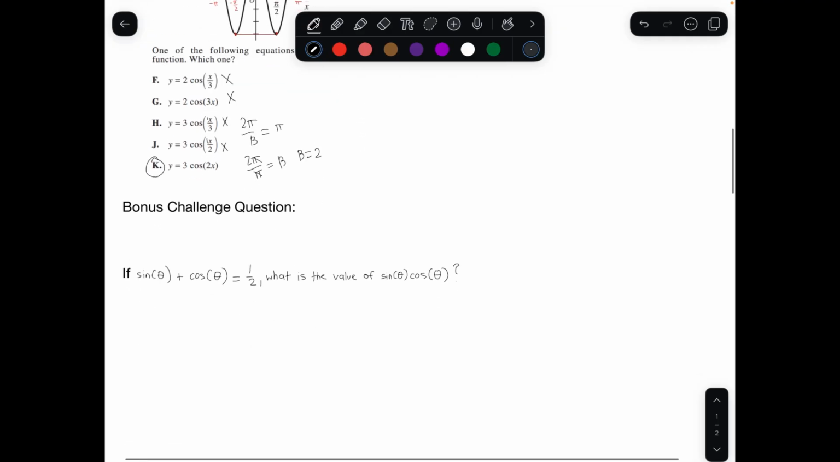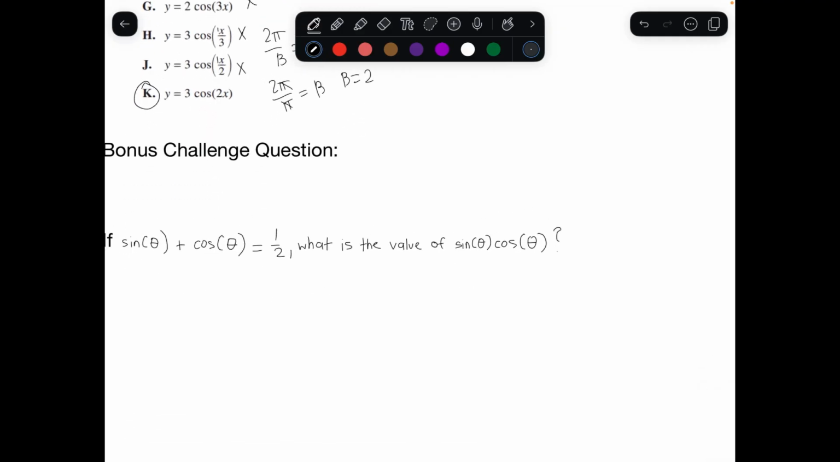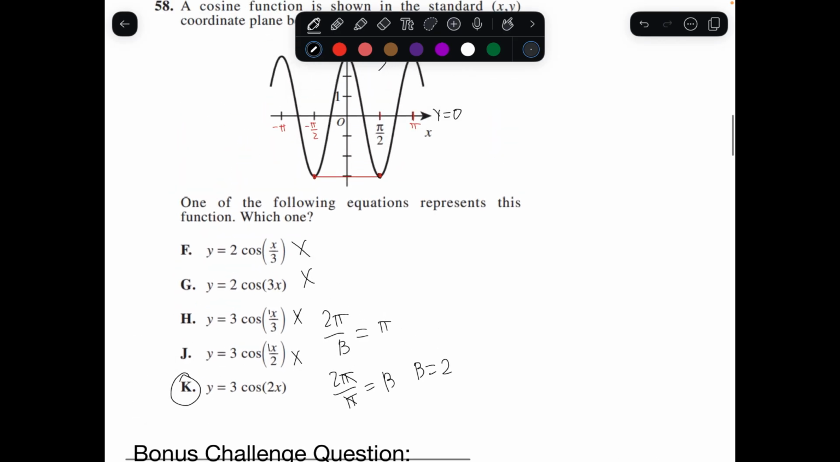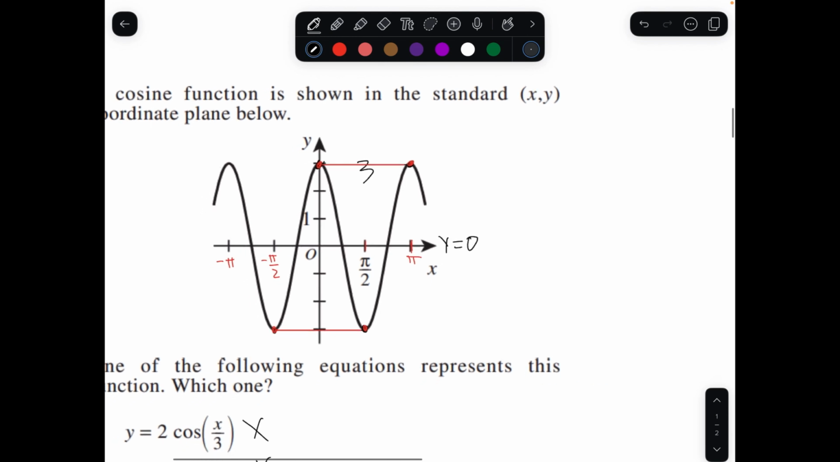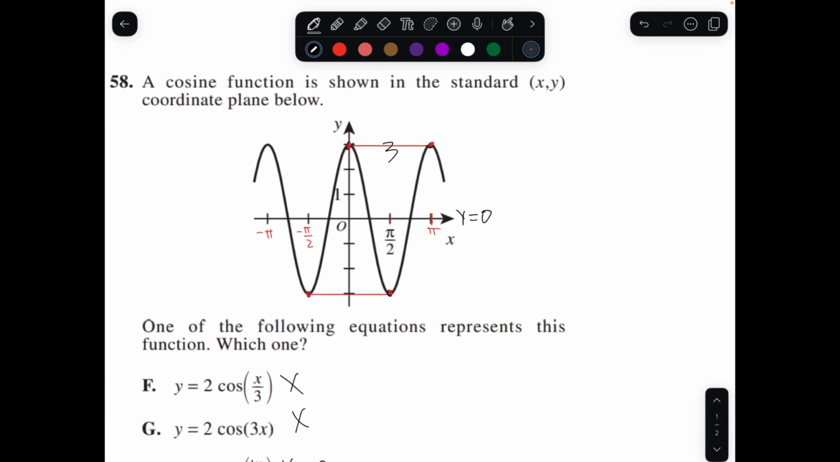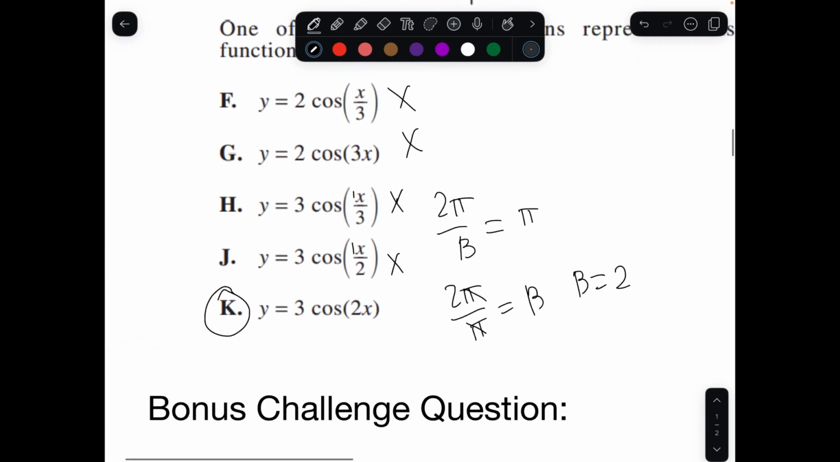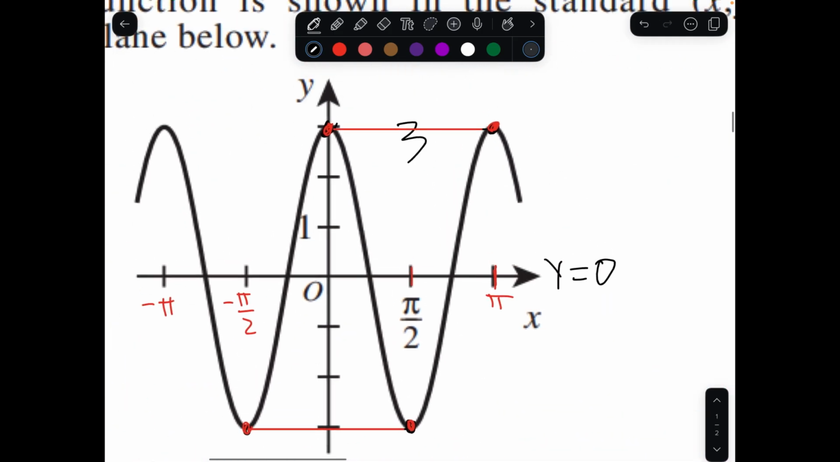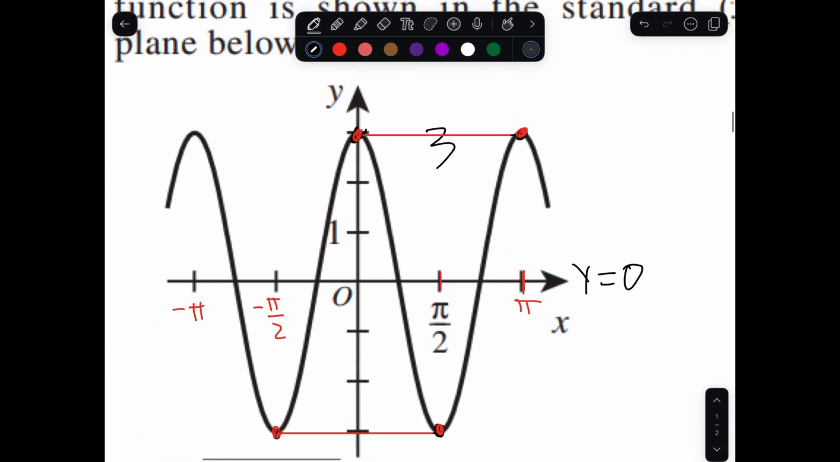Now let's move on to the bonus challenge question. Well, actually, one more thing I would like to point out is that if you don't know how to find the amplitude and period from a graph, you can always just plug in points. So for example, I could plug in 0 for x, and I would still be able to get the answer.